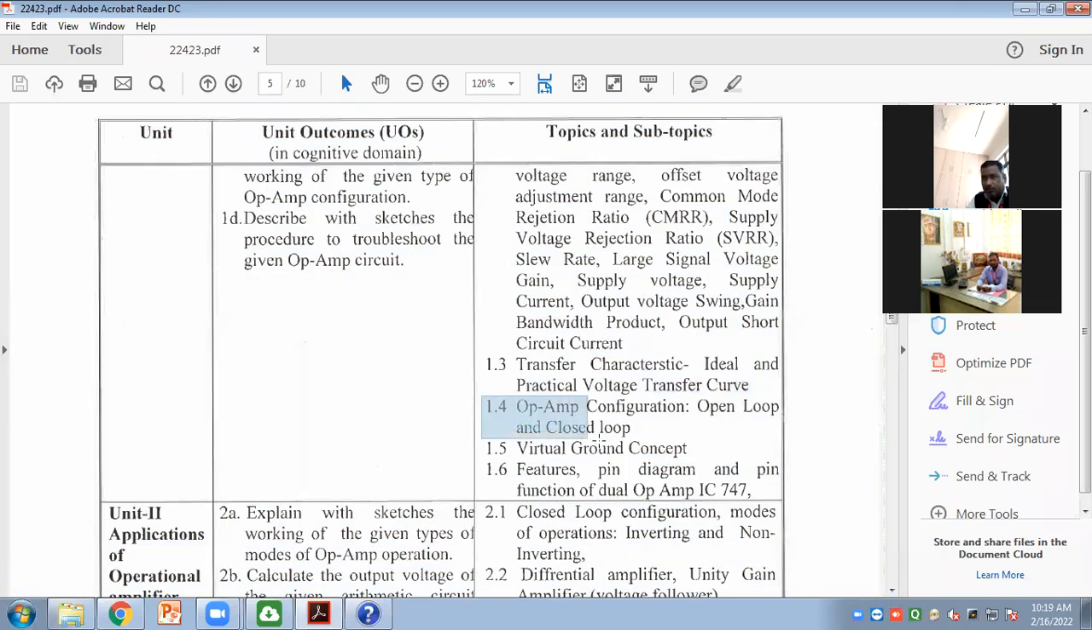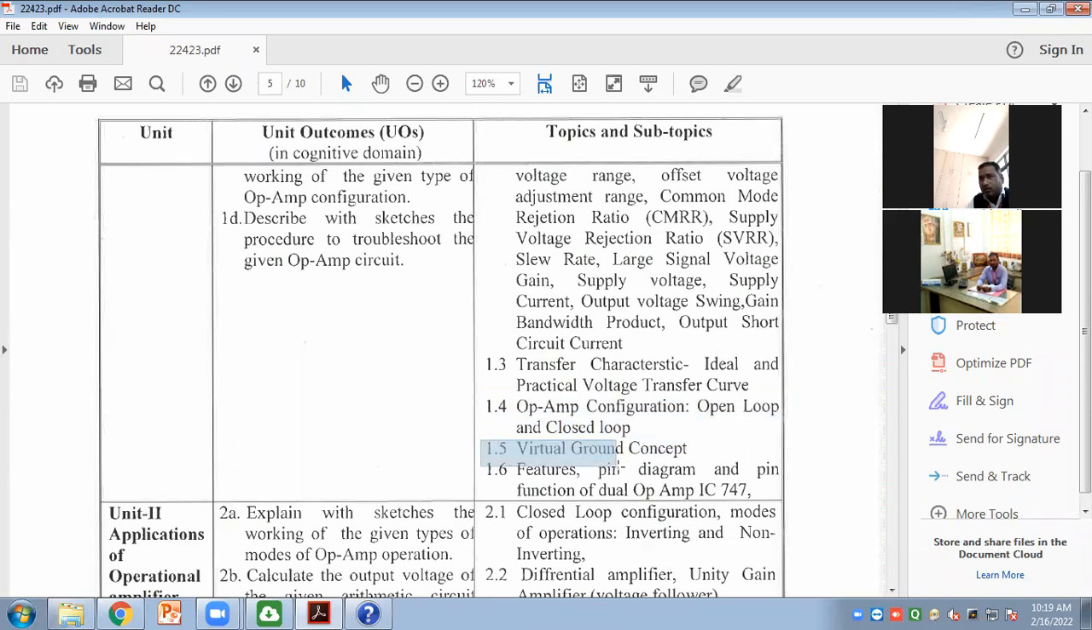Then 1.4, under 1.4 we are going to see the configurations of operational amplifier. So what are the different configurations of operational amplifier? That is the open loop and closed loop operational amplifier. So under open loop, what are the different conditions? Under closed loop, what are the different conditions? That we are going to study in detail.